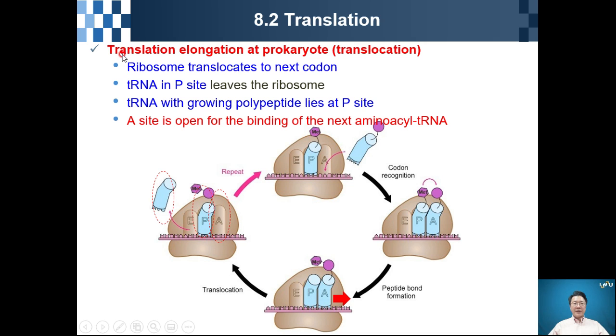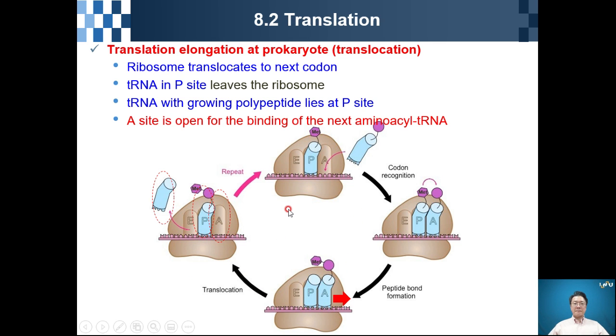In the translation elongation step, there are three procedures. The first one is codon recognition. The second one is peptide bond formation. The third one is translocation. So this is translation elongation. After that, this step is repeated.